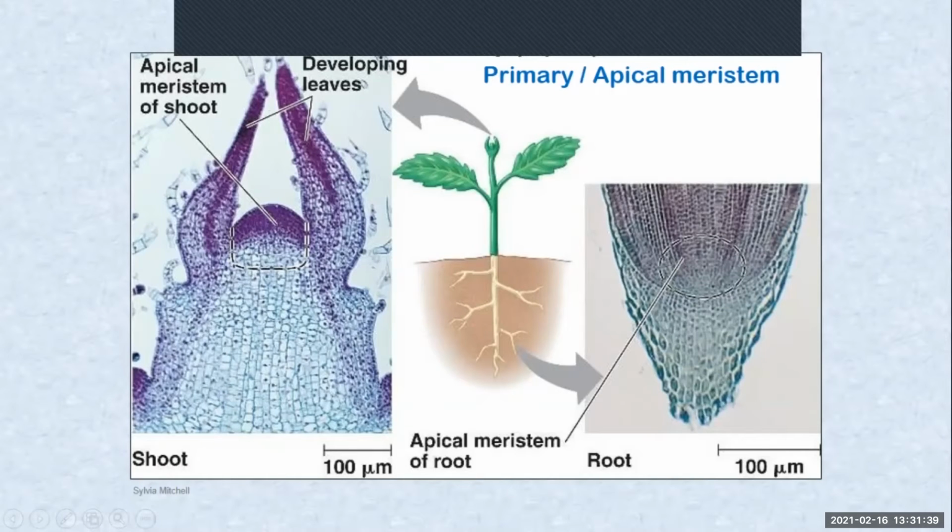And on a root, because the roots are in soil, that apical meristem would be damaged if it was just out there exposed to the soil. So there's always a little root cap, what they call a root cap, on the end of the root tips.